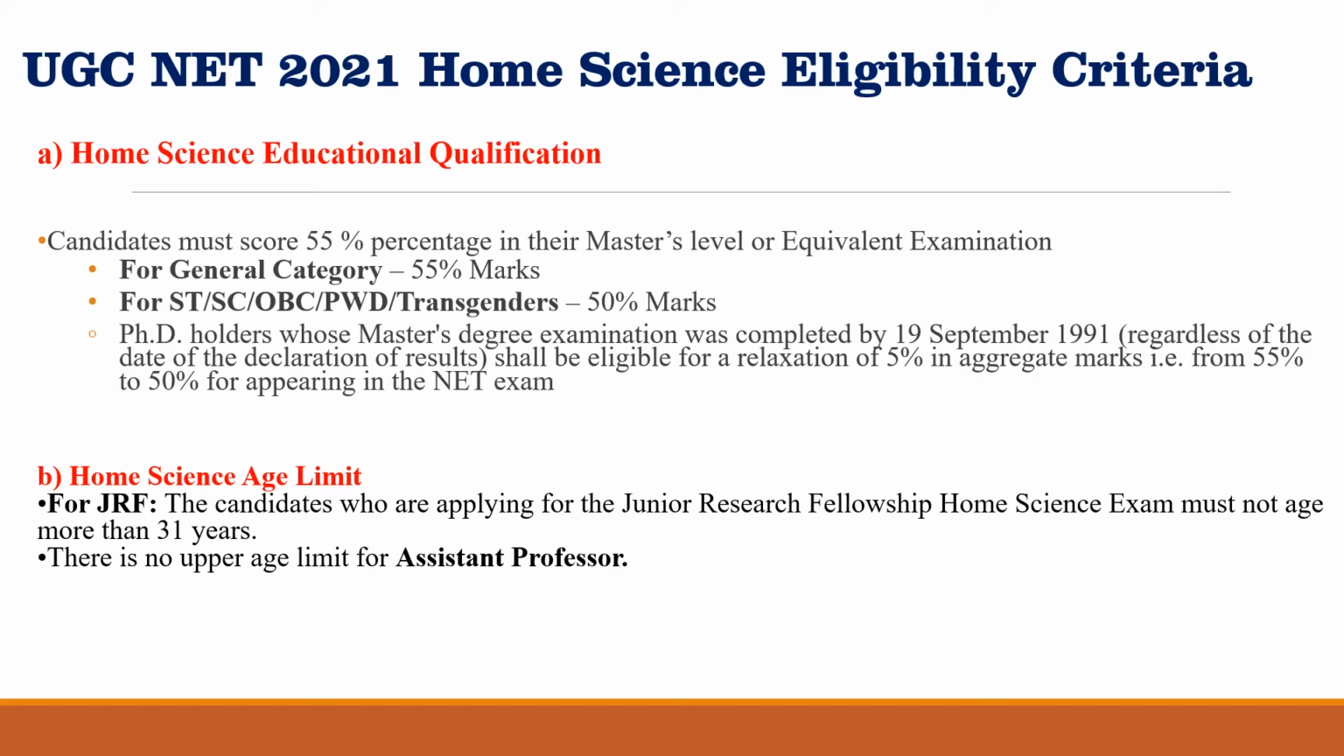And if you see the age limit, if you are appearing for JRF, that is Junior Research Fellowship, age must not be more than 31 years, and there is no upper age limit for the assistant professor exam.